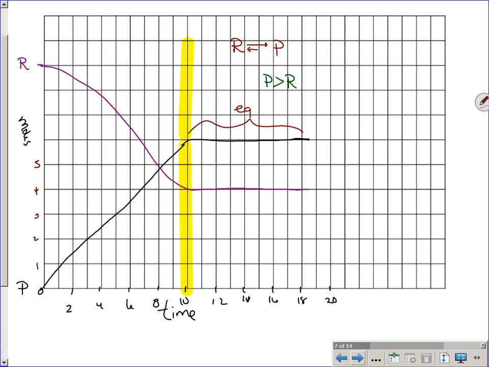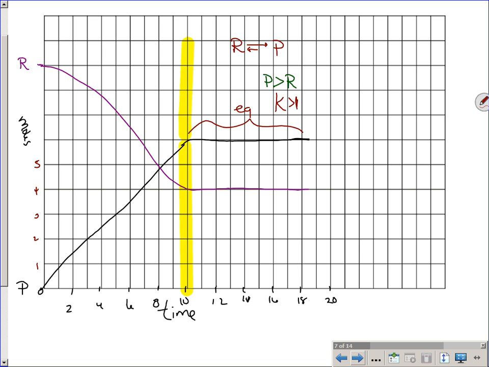Another way is with this value called the equilibrium constant. The equilibrium constant is abbreviated with a K, and we're going to talk about how we calculate that in a minute. But if K is greater than 1, that tells us that at equilibrium there's going to be more products than there are reactants.